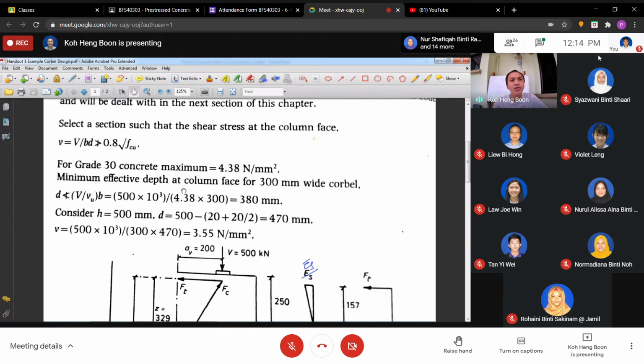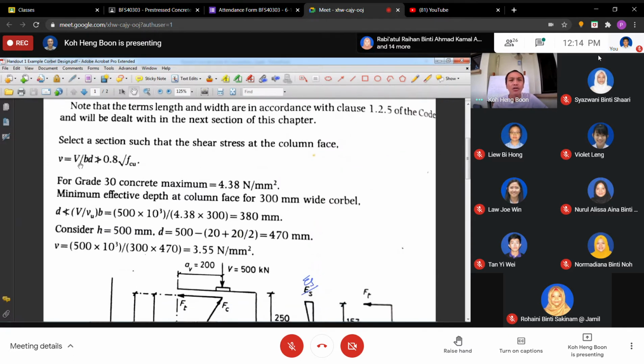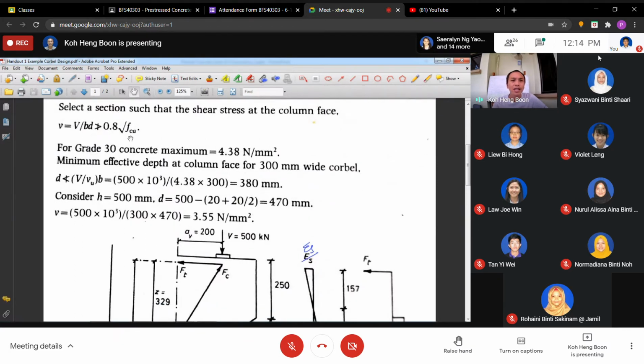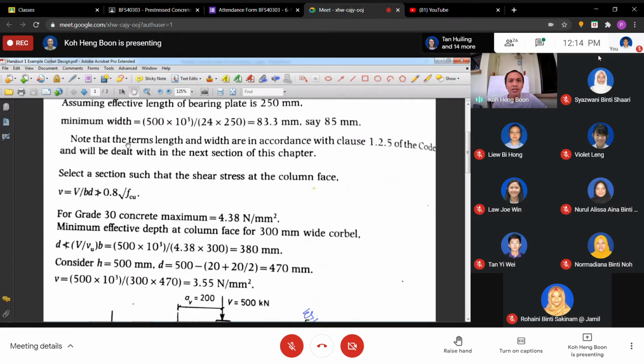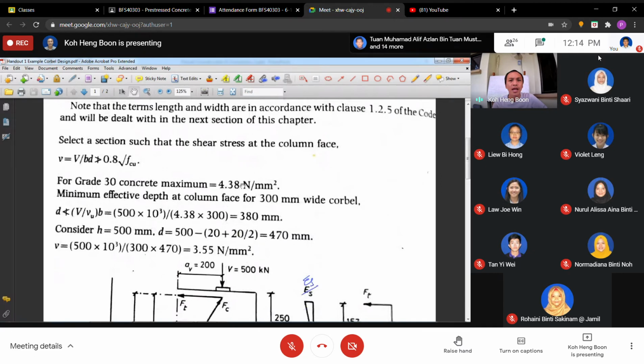Okay, so the shear stress must not be greater than 0.8 root FCU. That is the maximum allowable. So the shear stress is V over BD. 0.8 root FCU is 4.38, or 5 megapascal, whichever is lesser. So FCU is 30, you substitute it here, and basically you get 4.38.